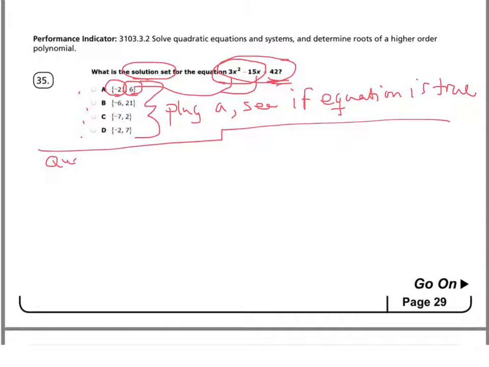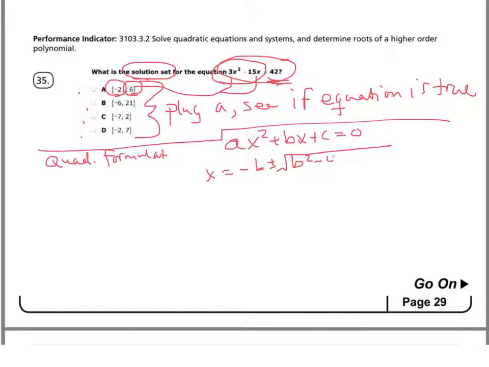You could use the quadratic formula, which is if your equation is of the form ax squared plus bx plus c equals 0, then you can plug it into x equals -b plus or minus the square root of b squared minus 4ac, all divided by 2a. Now, we would have to solve our equation so that 0 was on the right-hand side.